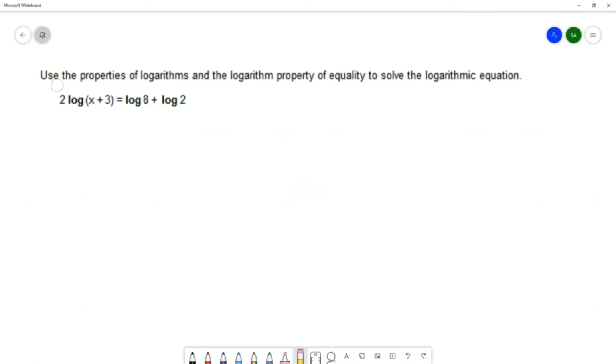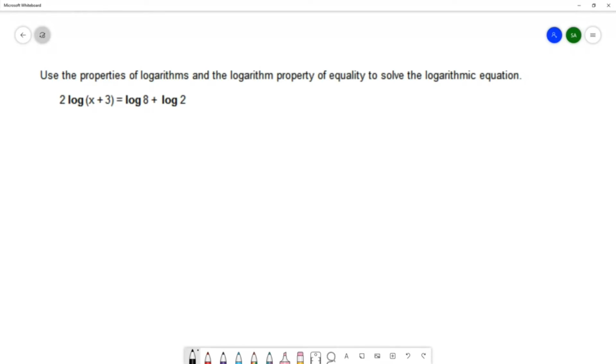For this question, we want to use the properties of logarithms and the logarithmic property of equality to solve the logarithmic equation. So there are two main strategies for solving log equations. We've already listed here the property we're going to use, but I just want to compare the two methods that we typically see for solving log equations.